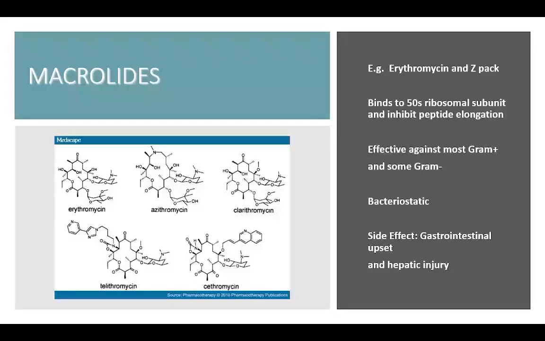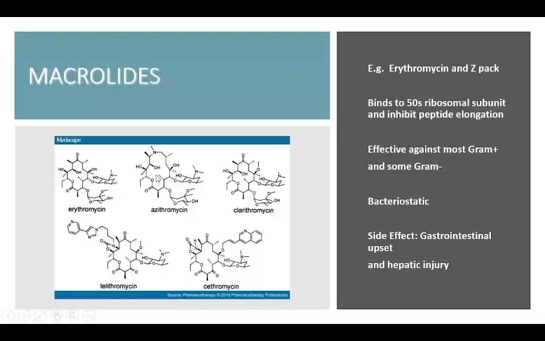Another one is macrolides. Macrolides are these very large ring structures. They're really, really cool. The big common ones are erythromycin and Z-Pak. Z-Pak's really, really commonly prescribed. I think it's one of the most prescribed antibiotics in America, which the Z in Z-Pak stands for azithromycin, which is this guy right here.